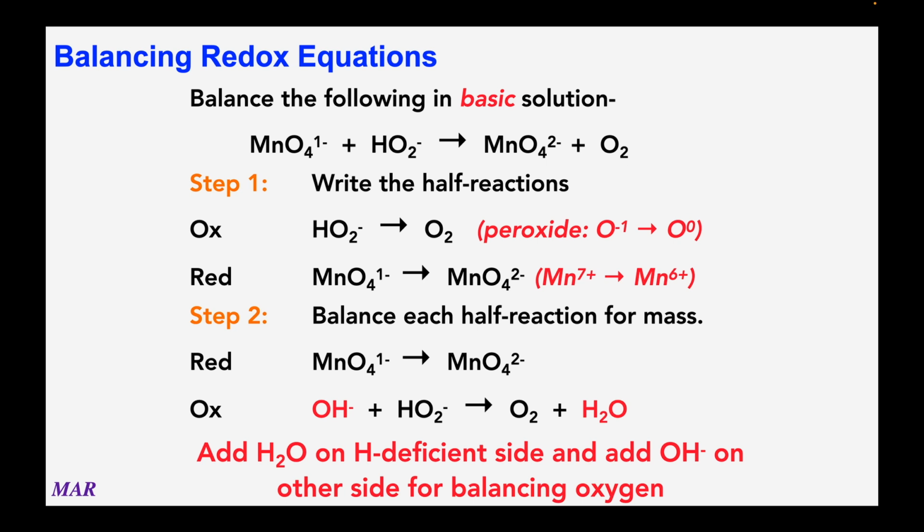And this leads to a good rule of thumb. If you have a hydrogen deficient side, add water. If you have an oxygen deficient side, i.e. HO2 minus didn't have as much oxygen as O2 and water, then you add hydroxide. So hydroxide to the side that needs oxygen, water to the side that needs hydrogen. And if that works for you, this method is better. It's quicker, more efficient. But if it doesn't work for you, I'll talk about my alternative method in a little bit.